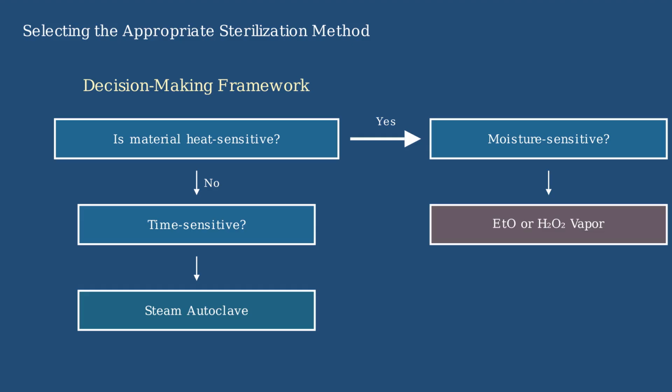First, evaluate if the material is heat-sensitive. For heat-sensitive materials, chemical methods like ETO or hydrogen peroxide are appropriate. For heat-resistant materials, steam autoclave offers efficiency and effectiveness.